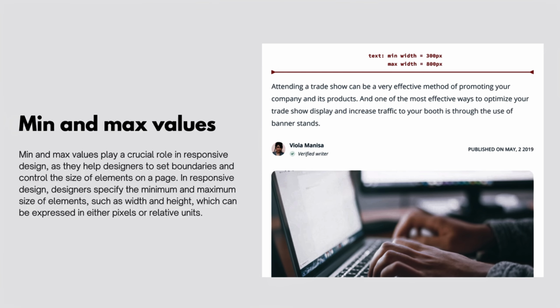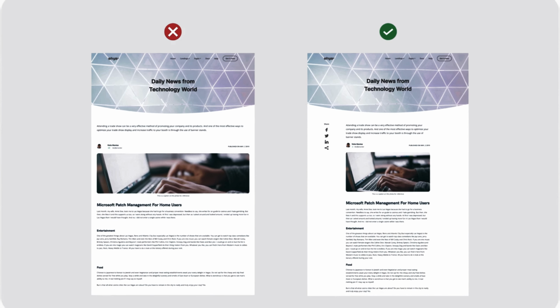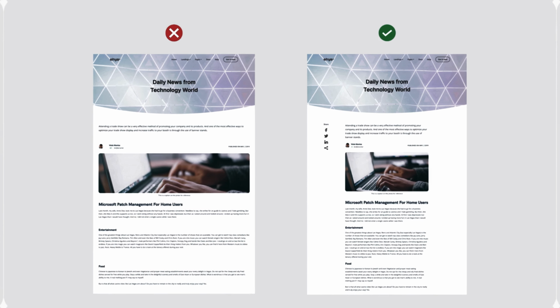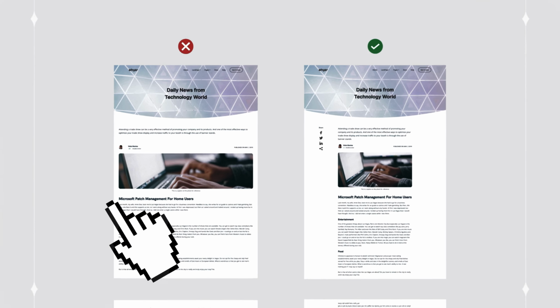This allows designers to ensure that elements remain within a certain size range, even as the screen size changes. This can be especially useful for text, where the font size may need to be adjusted for different screen sizes to maintain legibility. For example, designers may use the max width property to set a maximum width of a text to prevent the text from becoming too wide and difficult to read on larger screens.